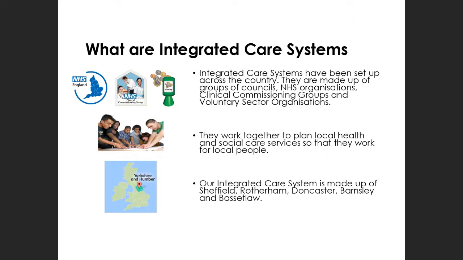So the integrated care systems are being set up across the country. They are made up of groups of councils, NHS organisations, clinical commissioning groups, and voluntary sector organisations. They all work together to plan local health and social care services so that they work for local people. Our integrated care system is, like I said at the start, made up of Sheffield, Rotherham, Doncaster, Barnsley and Bassetlaw.